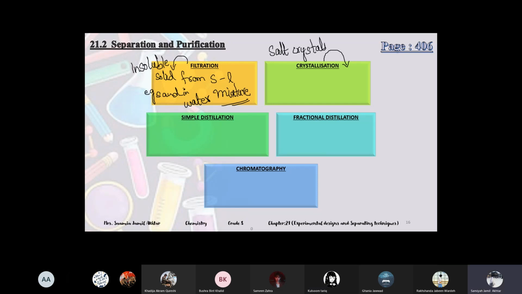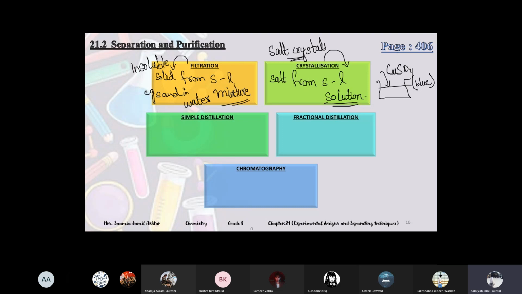Now the crystallization technique, in which salt crystals are formed. First of all, it is used to prepare salt crystals. Secondly, it's a separation technique to separate the pure salt, in crystal form, from a solid-liquid solution. This time we will take a solution, meaning the solid is completely dissolved in water or whatever solvent we are taking. If we dissolve copper sulfate in water, we have a blue-colored solution of copper sulfate. So we will do crystallization.